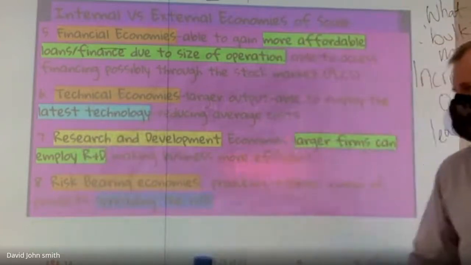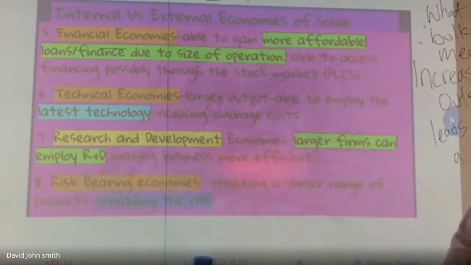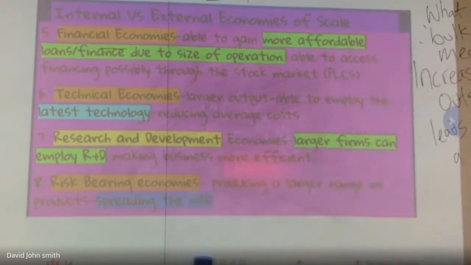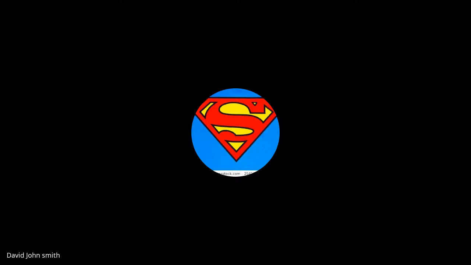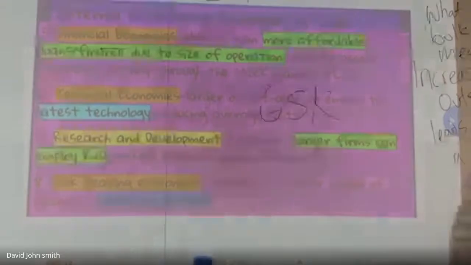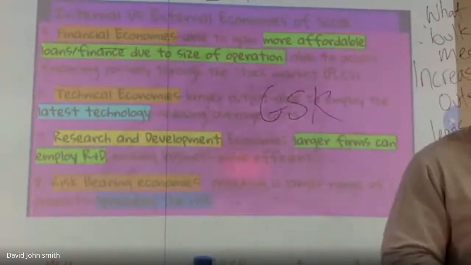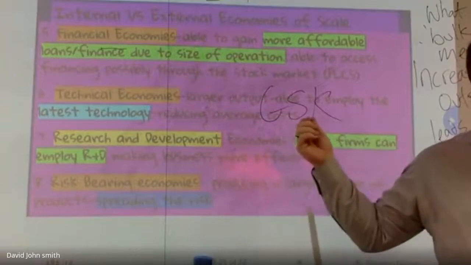So research and development is an internal economy of scale. This one's a bit more tricky. This idea is called risk-bearing economies. And this is the idea where you are not just producing one product. You're producing 5 or 10 or 100. All right, so if you've heard of companies like GlaxoSmithKline, okay? They don't produce one product, they produce hundreds of the things. All different types. Did we look that up the other day?